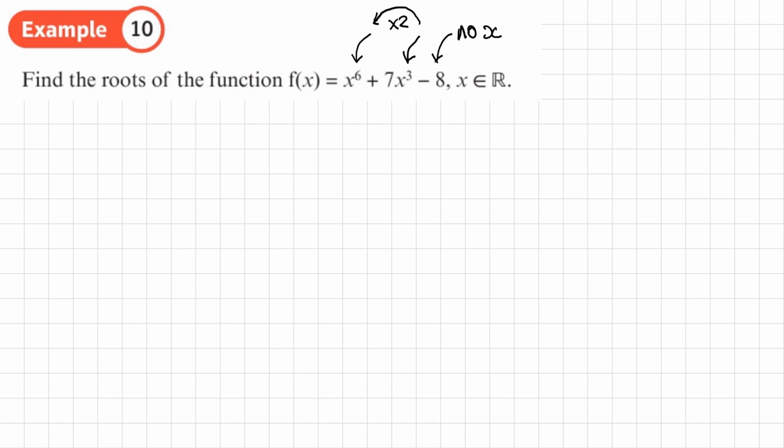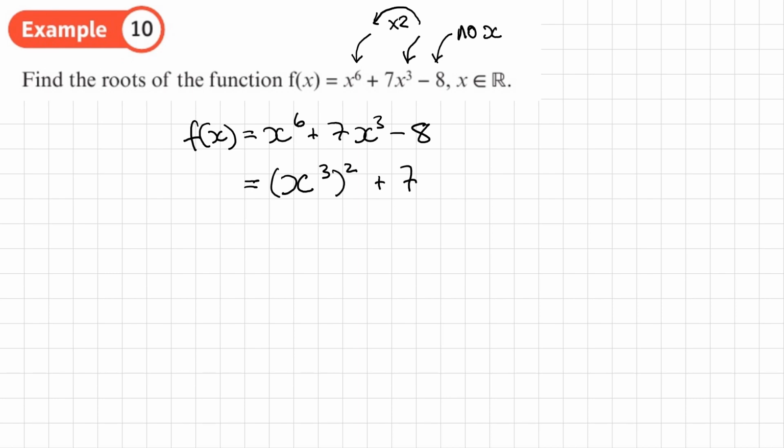Well, I'm going to think of that function, x to the power 6 plus 7x cubed minus 8, and write it like this: x cubed squared plus 7 times x cubed minus 8. So maybe you can see what I've done here. This looks like a quadratic. I've got something squared plus 7 times something minus 8.